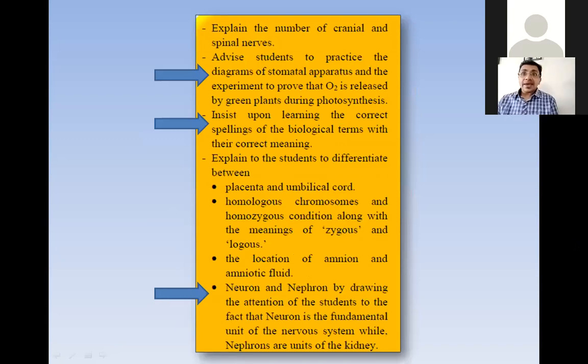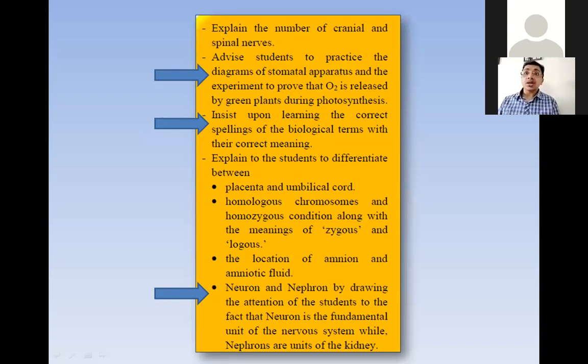Next, explain the number of cranial and spinal nerves to the students. You should know that there are 12 pairs of cranial nerves and 31 pairs of spinal nerves. Another important point about diagrams is to advise students to practice the diagrams of the stomatal apparatus and the experiment to prove that oxygen is released by green plants during photosynthesis. In this PPT, we have the diagram of the stomatal apparatus, so when it comes, I'll be discussing that.